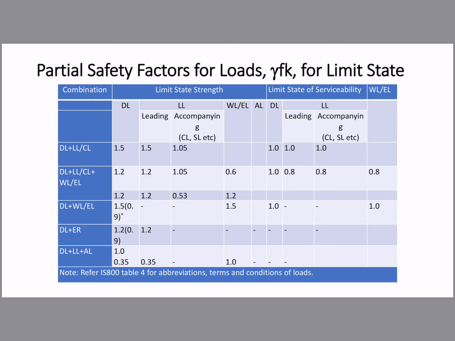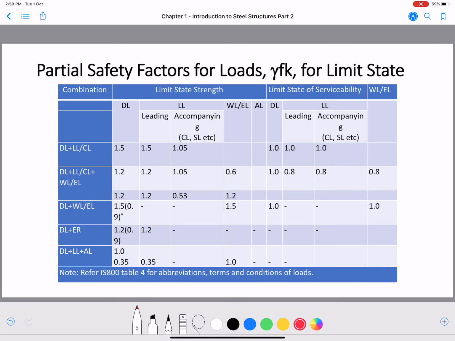So for example, in IS 800, let's consider one of the load cases. This is the dead load plus live load or crane load. CL is nothing but a crane load. When these load combinations are there, we need to multiply the dead load by 1.5 and the live load by 1.5. That means 1.5 times dead load plus 1.5 times live load. When a wind load is considered, then the dead load factor will be 1.2, the live load 1.2, and the wind load 0.6. These are the combinations that need to be applied.